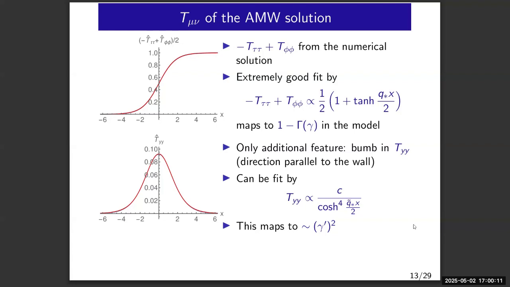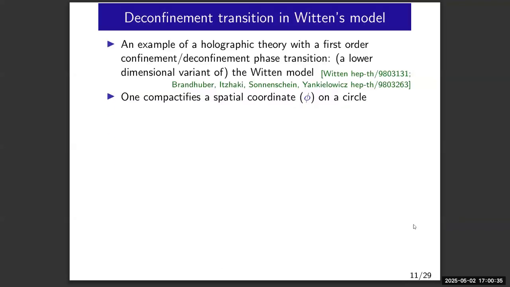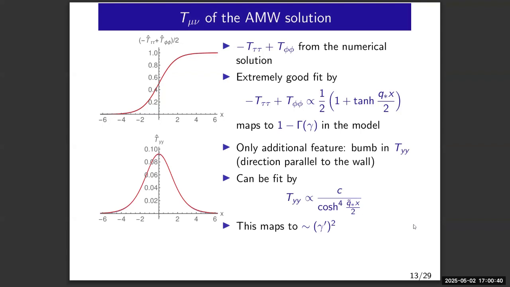And in the hydrodynamic model, as it turns out, if you compare what the energy momentum tensor in that case is, this maps to the gamma prime squared. If you recall, that's sort of natural because I told you that the gamma prime squared comes from here, and this is what it should be describing the domain wall. And indeed, as you can show, this bump here is related to the surface tension at the domain wall.